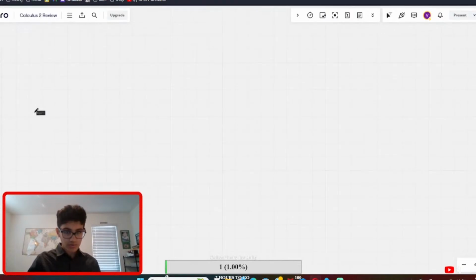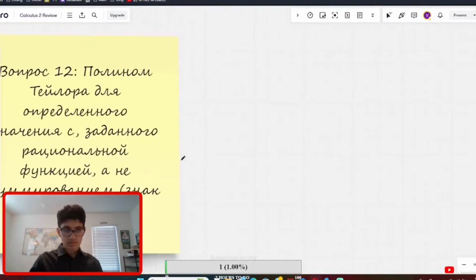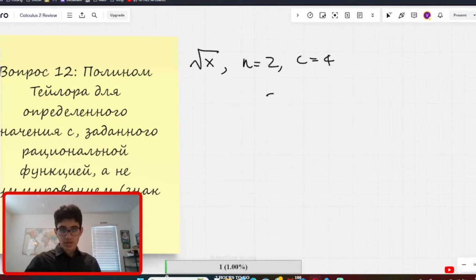Root x, n equals 2, c equals 4. So it's the square root of x, I think. Perfect. So the first term will be 2. The next derivative will be 1 over 2 root x. Then it will be, okay, let's continue from here.